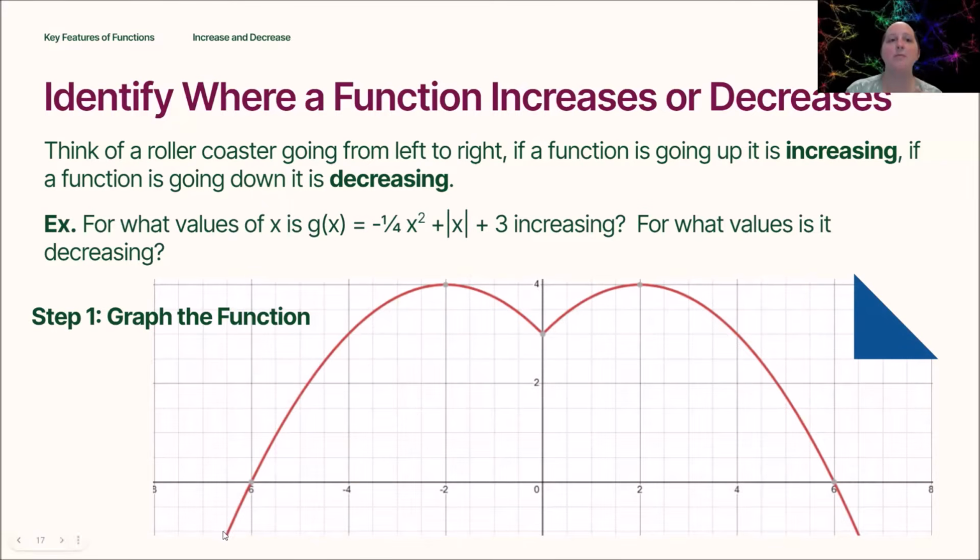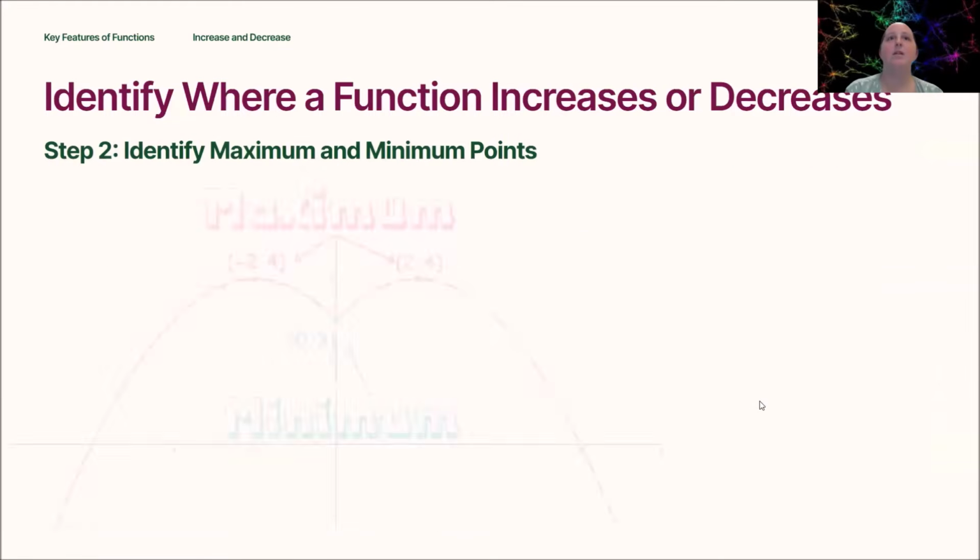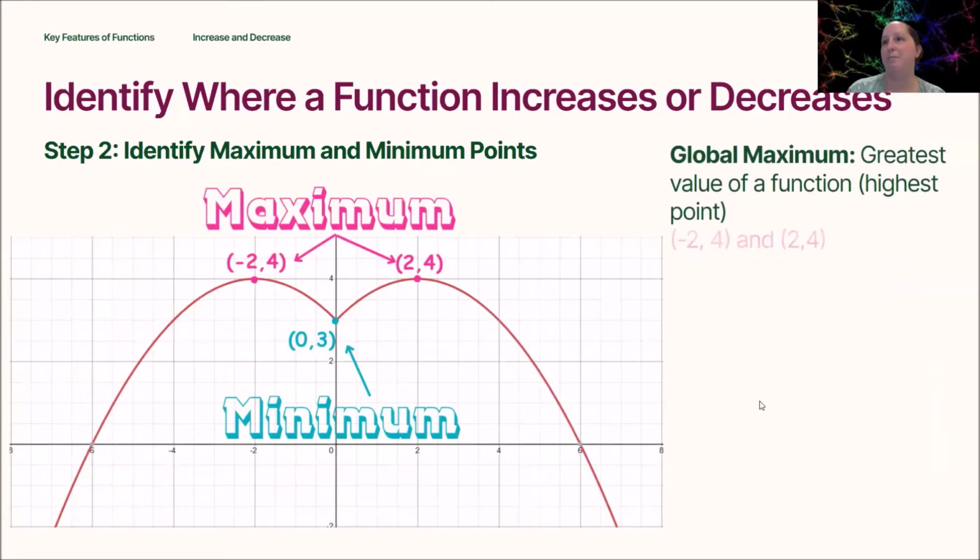So I'm thinking about it, starting from this side right here, going from left to right. I'm going up, I pass the x-axis, so I'm increasing, increasing, increasing until I get to this very top point. And then I'm going to decrease till this point, then I'm going to increase again, and then decrease again. So I want to identify maximum and minimum points.